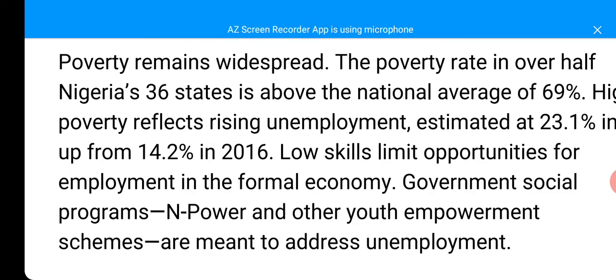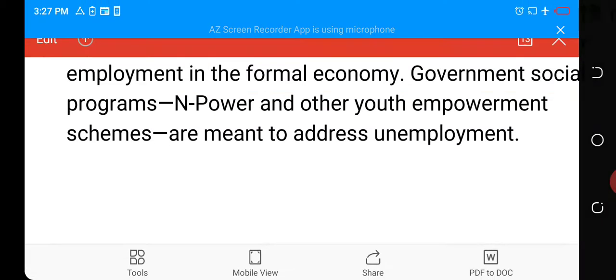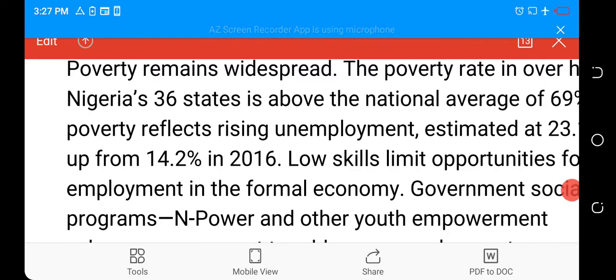Low skills limit opportunities for employment in the formal economy. That is, people lack the necessary skills to make them employable. And that's why the unemployment rate is rising. Government social programs such as Empower and other youth empowerment schemes are meant to address unemployment in the country. There are so many efforts put in place by the government to reduce unemployment rates in the country. But yet, the unemployment rate is still very high.